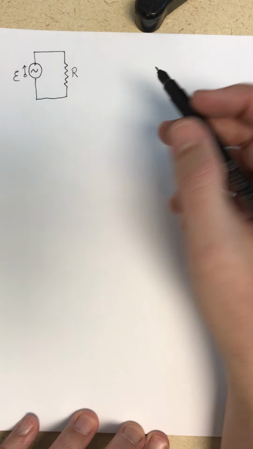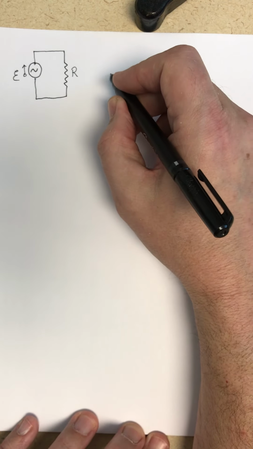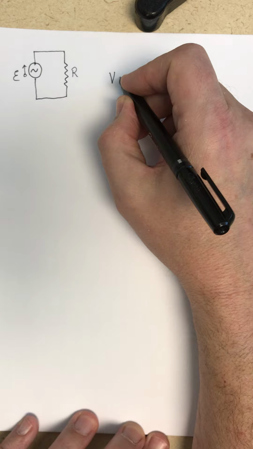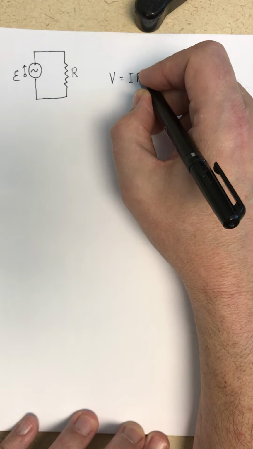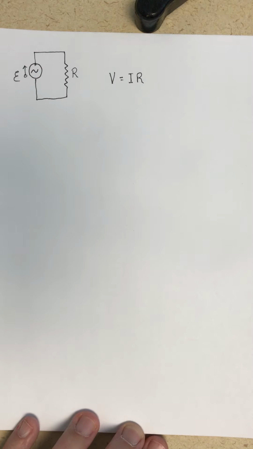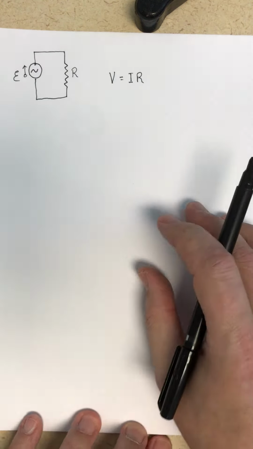So the fundamental relationship that we're going to build off of is Ohm's law, that the voltage is equal to the current times the resistance. So the current's always just proportional to the voltage.